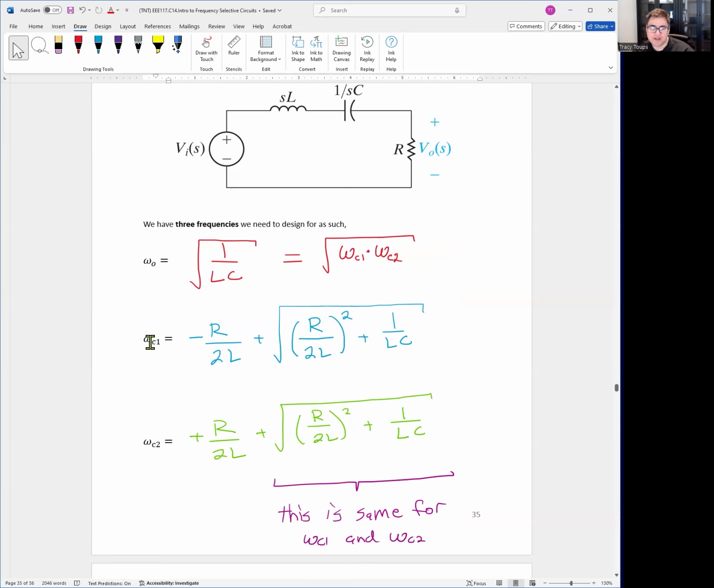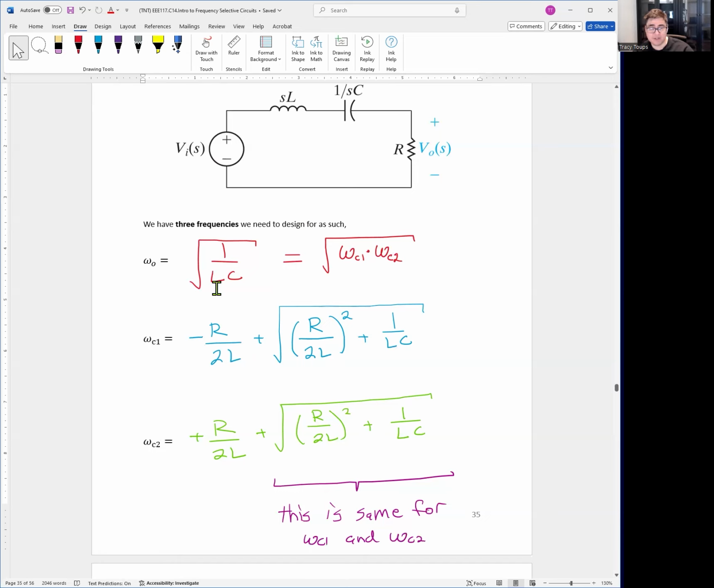So to find your center point, your lower cutoff frequency is negative R over 2L plus the square root of this. To find your upper cutoff frequency, it's positive, so negative R over 2L plus everything in the square root. I don't expect you to derive this. I would just literally have this chart on the side just to number crunch when needed. But the big trick here is every frequency parameter can be figured out by R, L, and C.